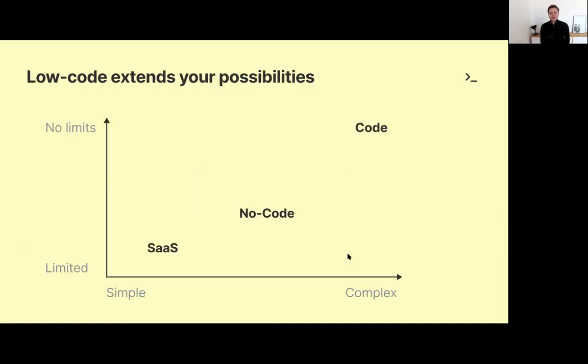And why do you want to do that? If we map out what you use every day, you have more or less 3 options: SaaS applications, no code applications, and code. SaaS is the simplest option. No code is a bit in the middle and allows you to do a bit more. And code is low level, but very complex. So if you use low code, it helps you extend the possibilities of the tools that you're using.